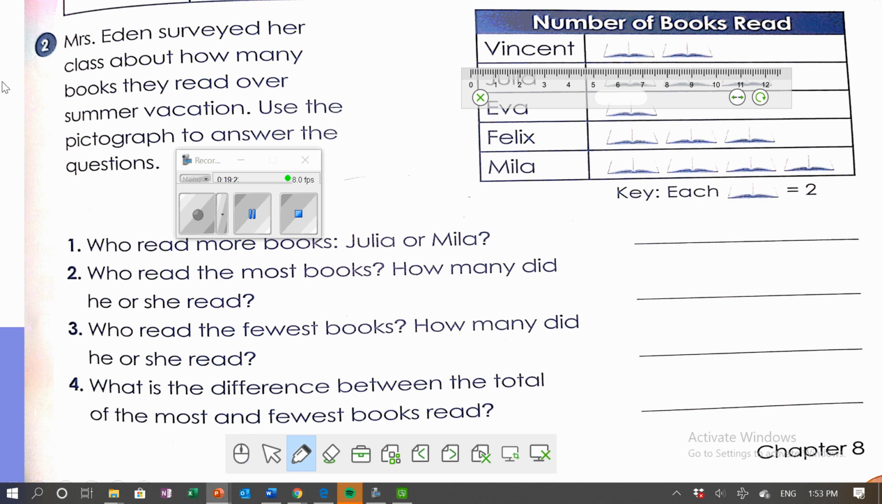Mrs. Ajan surveyed her class about how many books they read over summer vacation. Use the pictograph to answer the question. The first student, let's see, here is the number of the books they read. Here is the first. You can see the key, it means each picture means 2 books. So how many books here? 1, 2. 2 multiplied by 2 is 4. The next student, I have 1, 2, 3. Double of 3 is 6. Ava, 1. The double of 1 is 2. Felix, 1, 2, 3. The double of 3 is 6. And here is Mila, 1, 2, 3, 4. The double of 4 is 8.